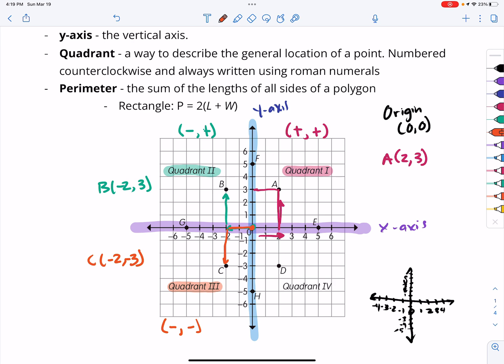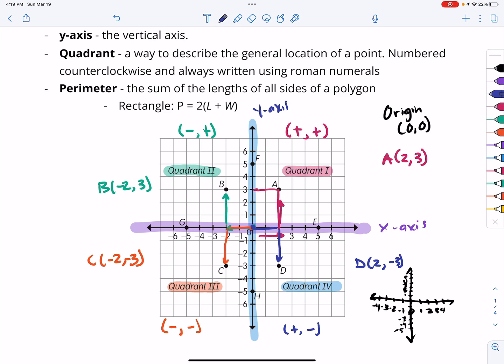And last but not least, let me grab blue, I suppose. Quadrant 4. In this quadrant, our x values are positive and our y values are negative. And so if we're looking at this one, that means point D has coordinates of 2, 3, because starting at the origin here, we went over 2 horizontally, and then we are going to go down 3.